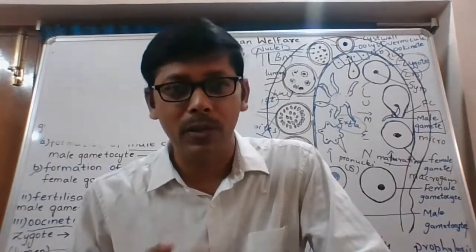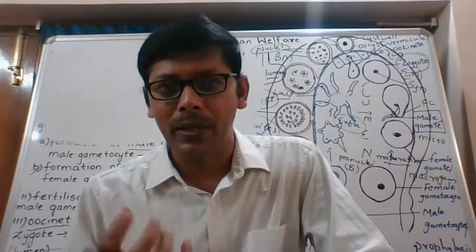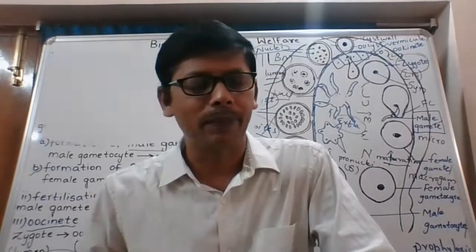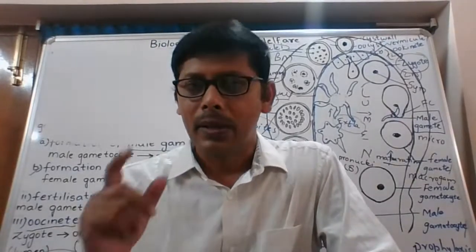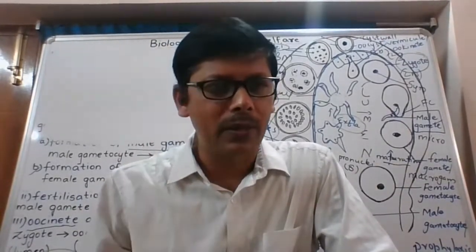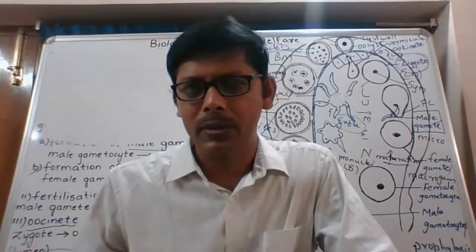That means plants can also kill insects and get nutrients from them. Such plants are called insectivorous plants. Examples: Utricularia, Nepenthes. You will learn all of these in your botany.